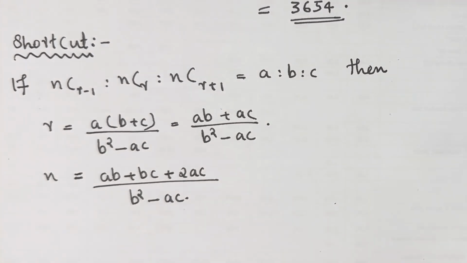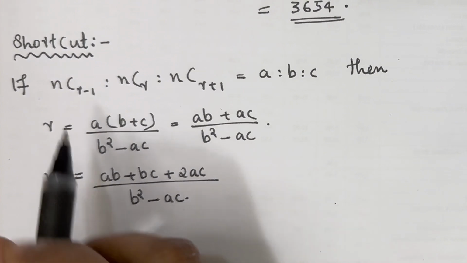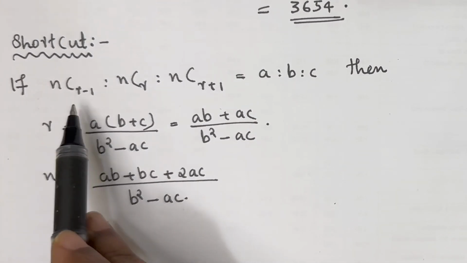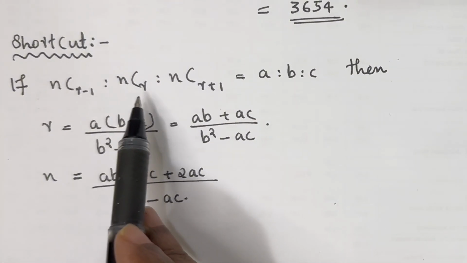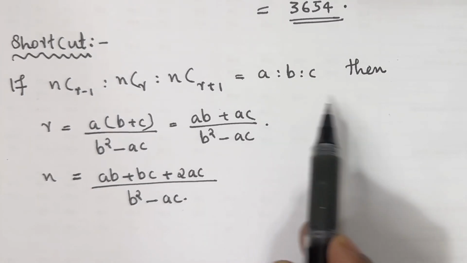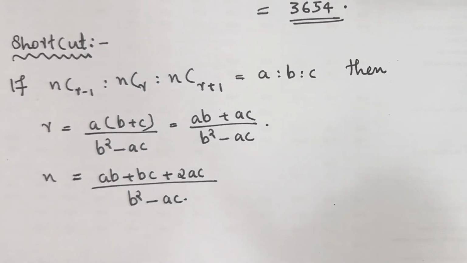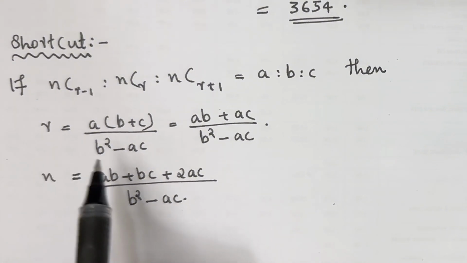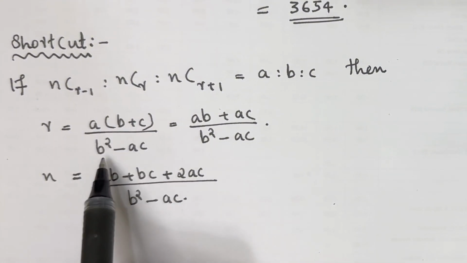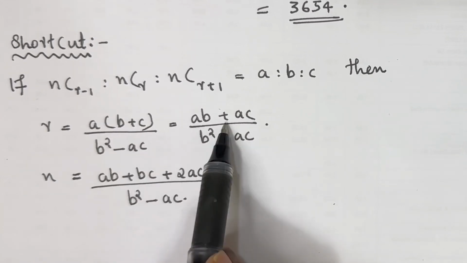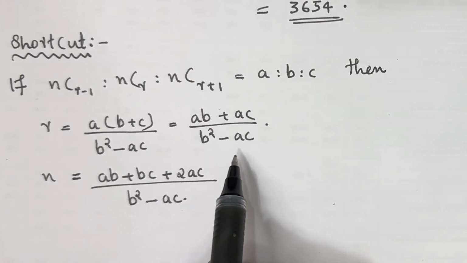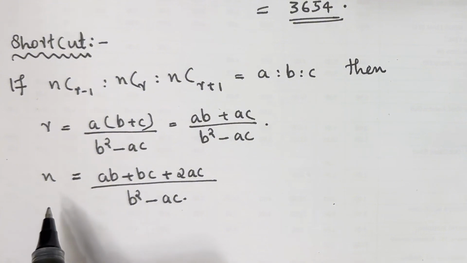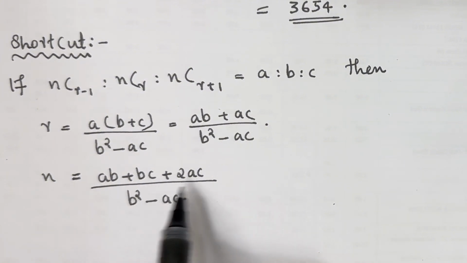Now let's do the same question with the help of the shortcut. The shortcut to find the value of r and n is: if nCr minus 1, nCr and nCr plus 1 are the coefficients, and if these coefficients are in the ratio A is to B is to C, then we can calculate r using the formula r is equal to A into B plus C divided by B square minus AC, or we can write AB plus AC divided by B square minus AC, and n can be calculated as n is equal to AB plus BC plus 2AC divided by B square minus AC.